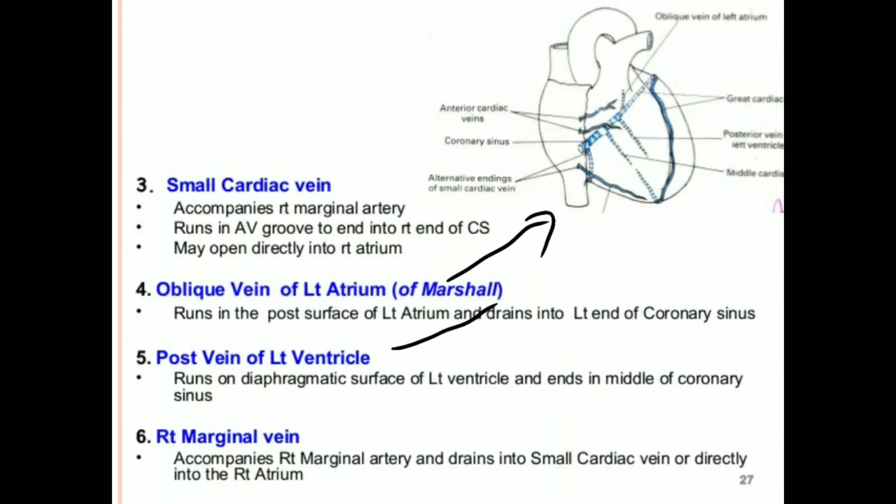To summarize, the venous drainage of the heart drains into the coronary sinus, the anterior cardiac vein, and the venae cordis minimae. What are the tributaries of the coronary sinus? Learn them: great cardiac vein, small cardiac vein, middle cardiac vein, posterior vein of the left ventricle, and oblique vein of the left atrium. These are the veins arising from the coronary sinus.